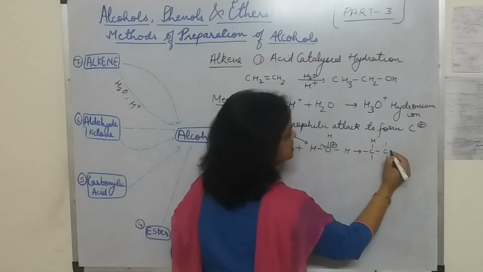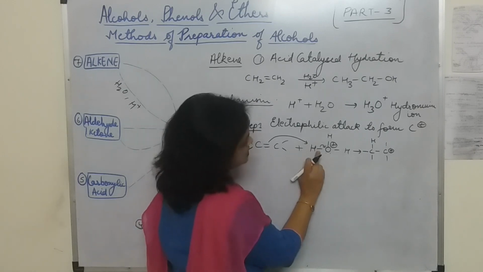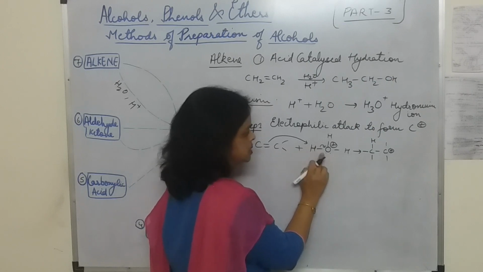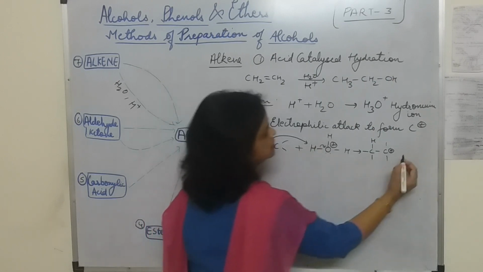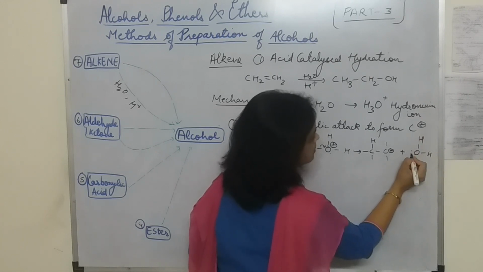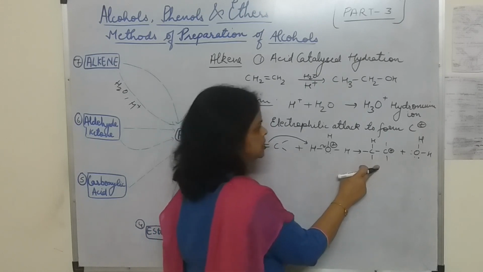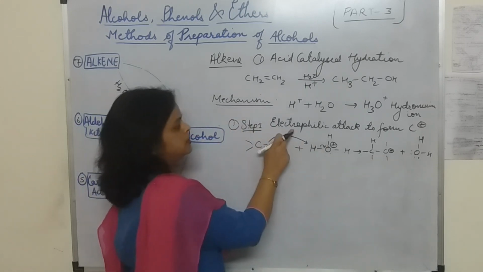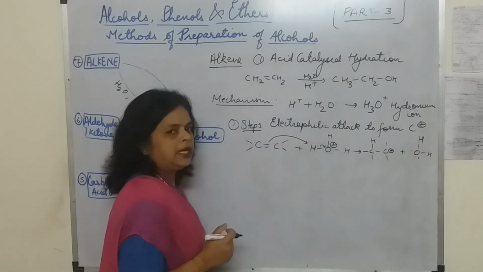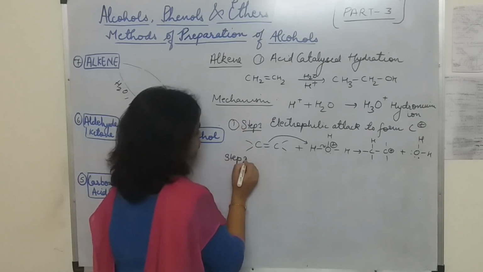Along with this, the carbon will get the positive charge, and this pair of electrons which was shared by hydrogen and oxygen is now shifted onto the oxygen. So we will get a water molecule. So here the carbonium ion is generated. The first step includes electrophilic attack of hydronium ion on the alkene to form carbonium ion. Now, step 2.